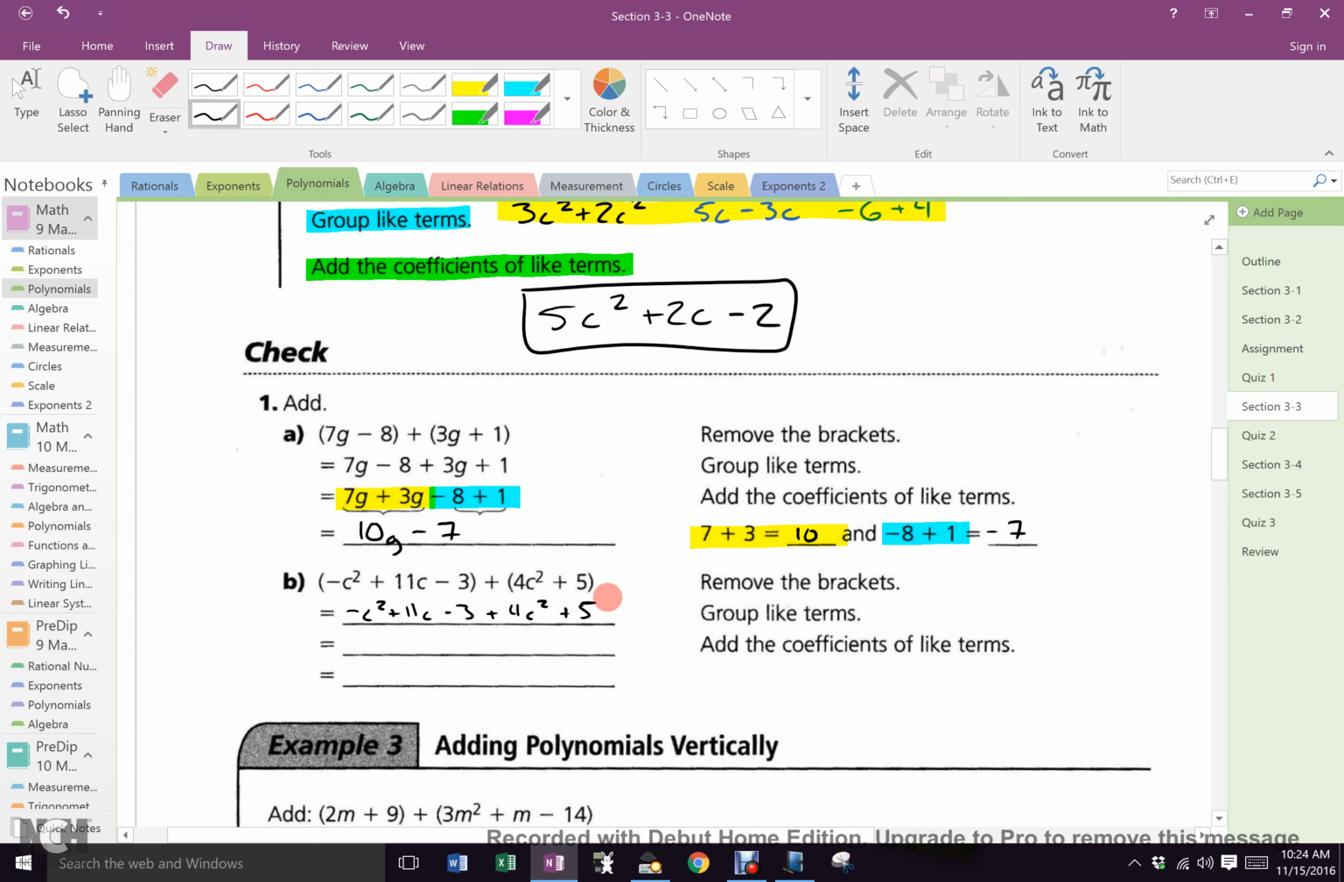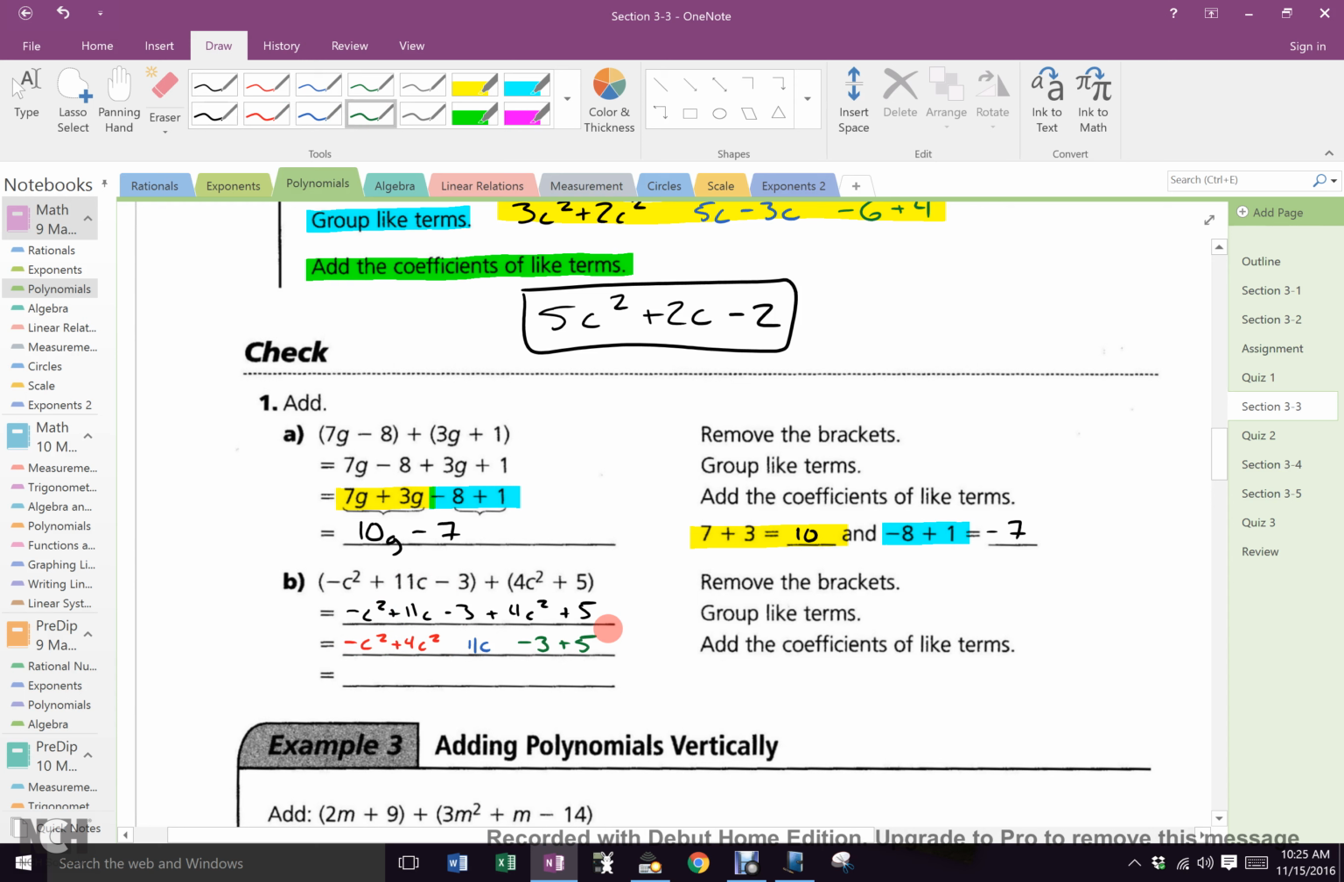What's the next thing? So put the like terms together. Are there any other C squareds? Great. There's a minus C squared and then a plus 4C squared. Then C's. Are there any other C's? 11C. No other C's. Any other numbers? Negative 3 and plus 5.